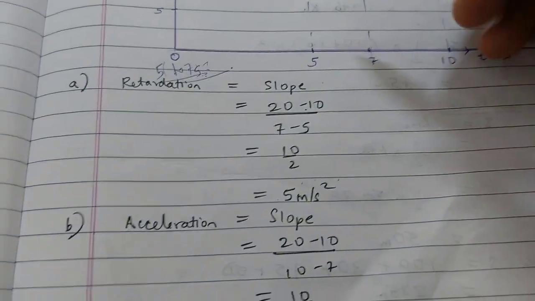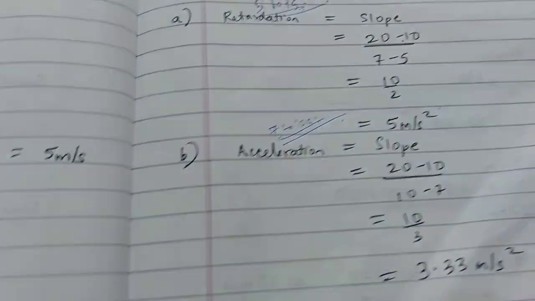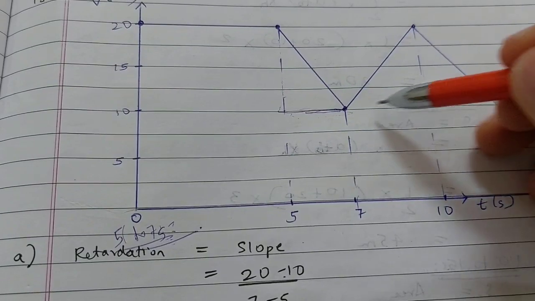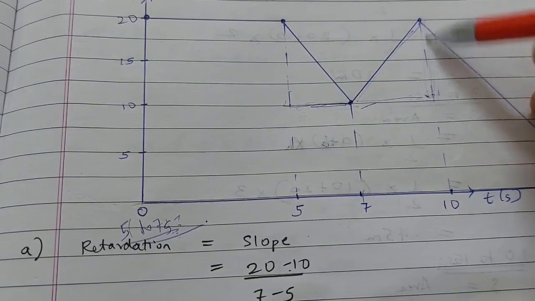Again, acceleration from 7 to 10 seconds. Always give the heading 7 to 10 seconds. So it's again height upon base, the slope of this graph. So height is again 10 and the base is 3. So 10 upon 3 is 3.33 meters per second squared.